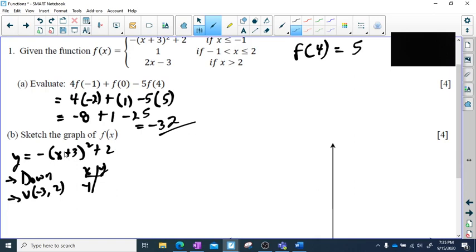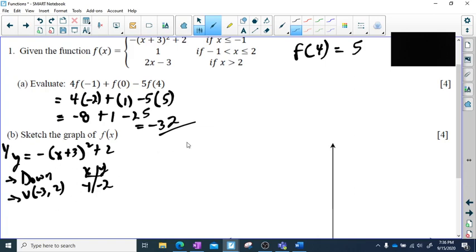Put in -1 in here. -1 plus 3 is 2, squared is 4, -4 plus 2. Actually, we'd already done that up here. I knew it should be -2. There's piece 1, looked after.